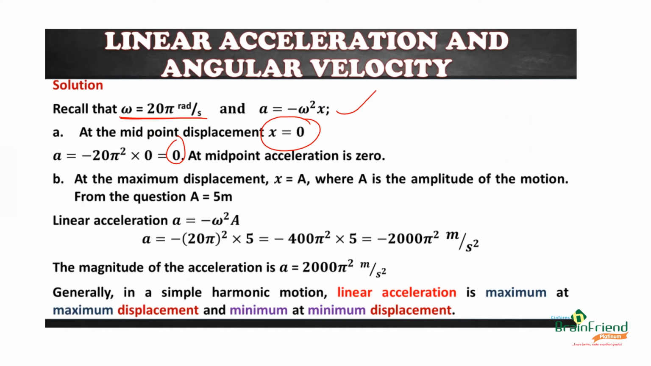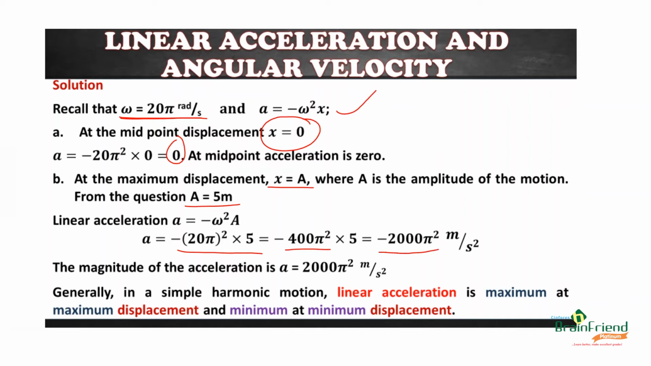The next we have to look for is the linear acceleration at maximum displacement. At maximum displacement, x is equal to the amplitude of the motion, and we are given the amplitude as 5 meters. So substituting 20 pi radians per second for omega and 5 meters for x, we have a equal to minus 20 pi all squared times 5. Minus 20 pi all squared gives us minus 400 pi squared. Going further, we multiply by 5, which gives us minus 2000 pi squared.